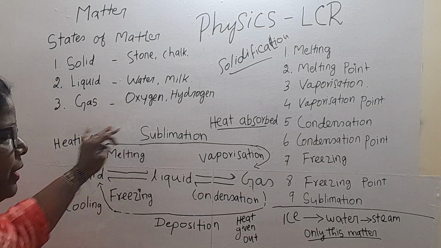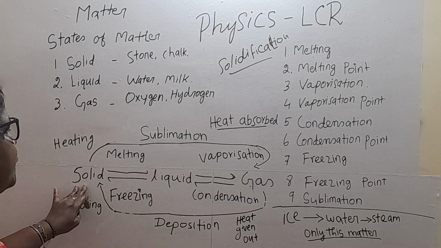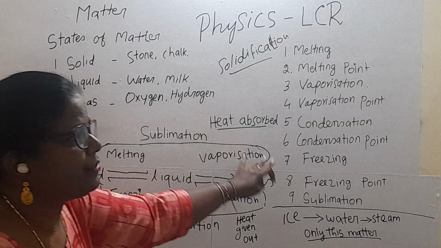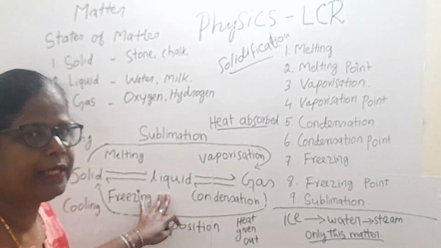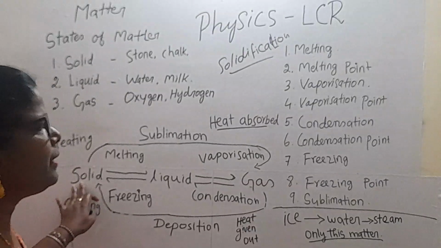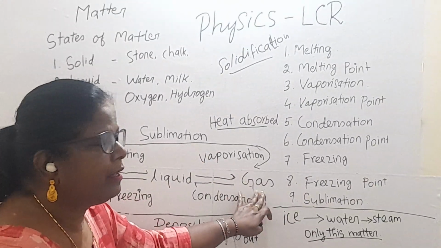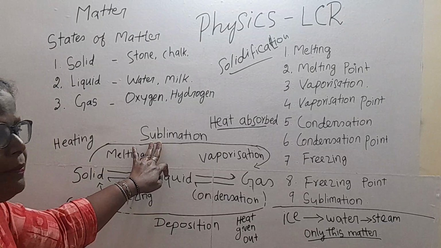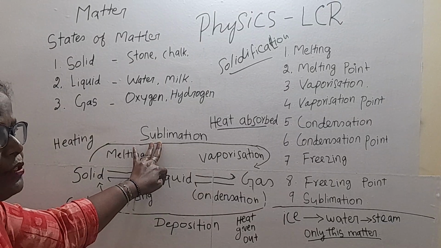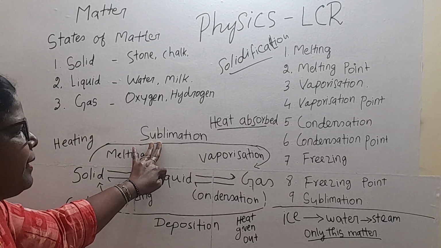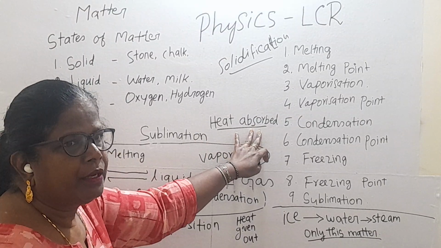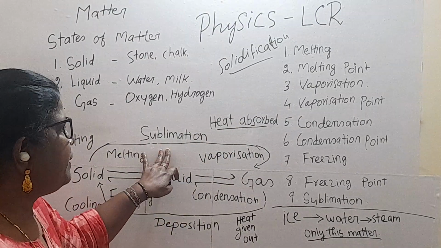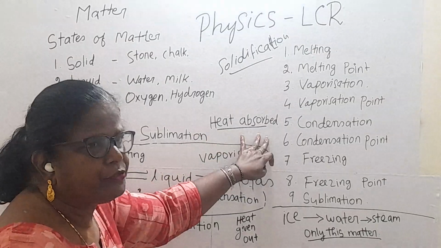Next, what is sublimation? On heating, solid changes into gaseous state. It will not pass through the liquid state. There is no liquid state. Solid directly changes into gaseous state. That process is known as sublimation. It also takes place at a constant temperature. Here also heat will be absorbed during sublimation.